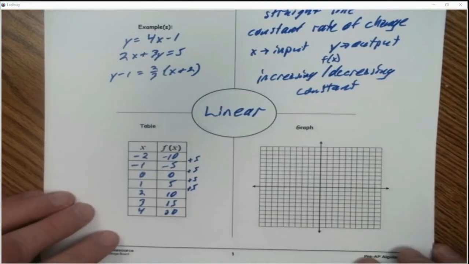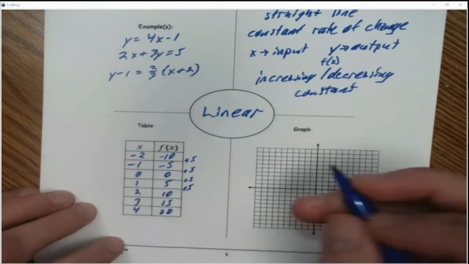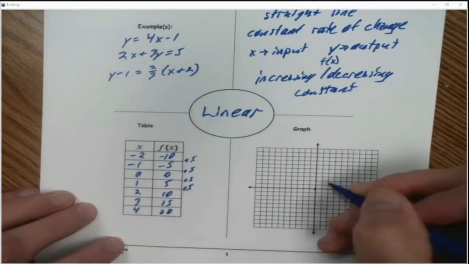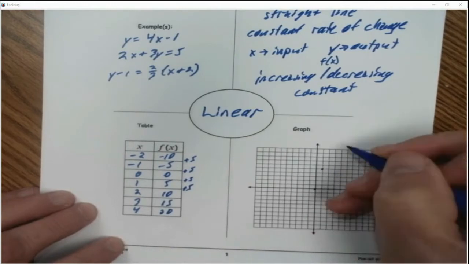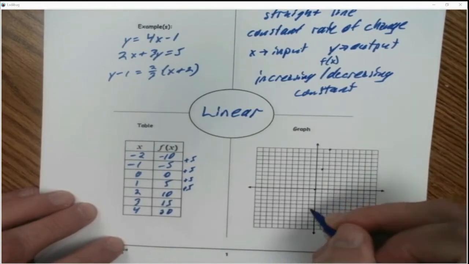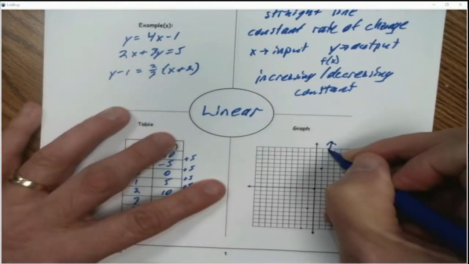And let's see if we graph this particular equation, it goes through 0, 0, goes to the point 1, 5, and 2, 10. So we graph this line like this.